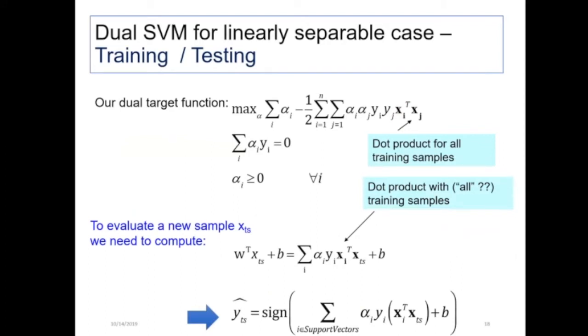Question about this? This is called the dual form for the linearly separable SVM. And this is the reason why the kernel trick works, because we really do not need the original phi. What we need is just x transpose x, and if we extend it to phi, what we really need is just K of x i and x test, which is equivalent to phi x i transposed phi x test. So I'm extending this linear form into a nonlinear form.